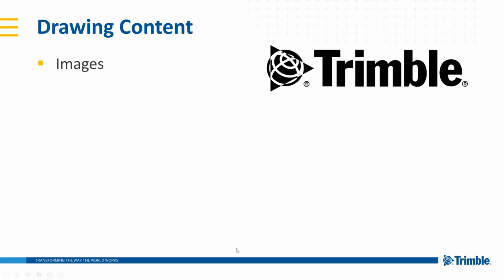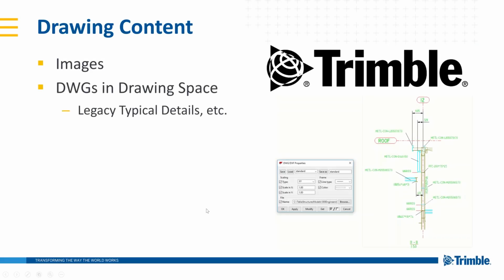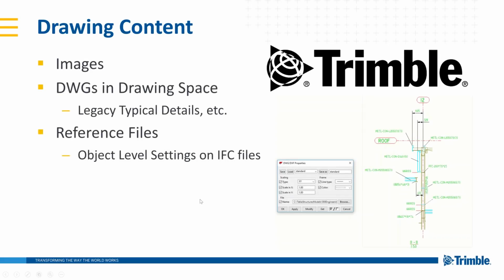Okay, so there are some other types of content, or at least what I'm calling content, that you can utilize on your Tekla Structures drawings. A few of those are images, so I can add JPEG images directly into my Tekla Structures drawings. I can add in DWGs, which are typically legacy typical details that people have been using since the 80s and want to keep using, and that's great. You can continue to use those just on the drawing dialog. Just insert a DWG file, and here's an example of that.